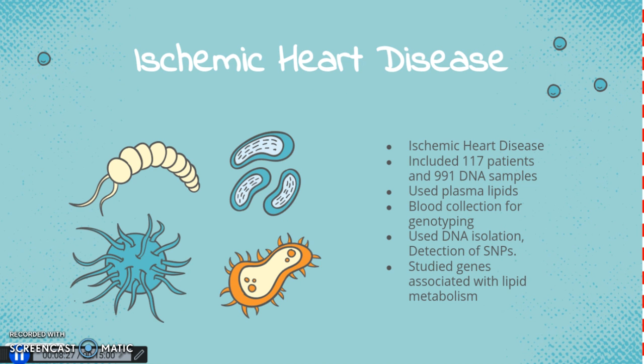We're going to look particularly at what is known as ischemic heart disease. For ischemic heart disease, they did a study that included 117 patients and 991 DNA samples. They studied plasma lipids and how these two related. They used blood collection for genotyping, DNA isolation, and detection of SNPs. They studied the genes associated with lipid metabolism, and they were able to replace or manipulate the genes, causing a variance in ischemic heart disease in offspring and in patients as well.